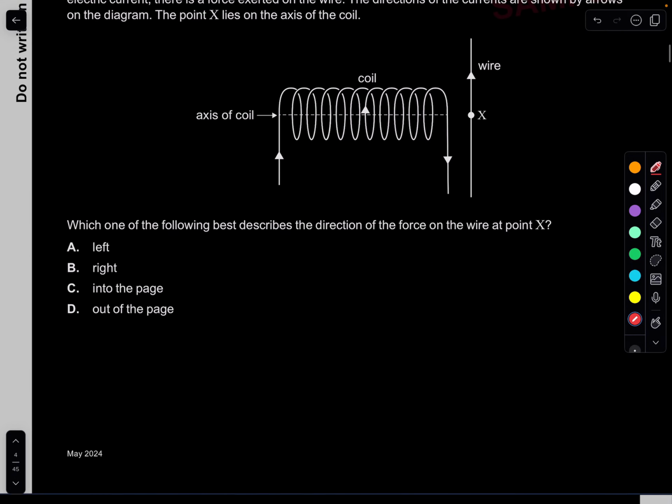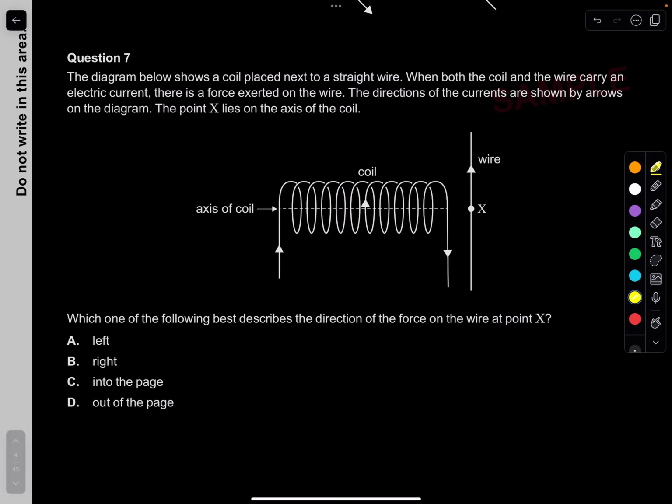Next question, 7. Let's have a try at this. The diagram below shows a coil placed next to a straight wire. When both the coil and the wire carry an electrical current, there is a force exerted on the wire. The directions of the current are shown by the arrows on the diagram. The point X lies on the axis of the coil. Which arrow best describes the direction of the force on the wire at point X?